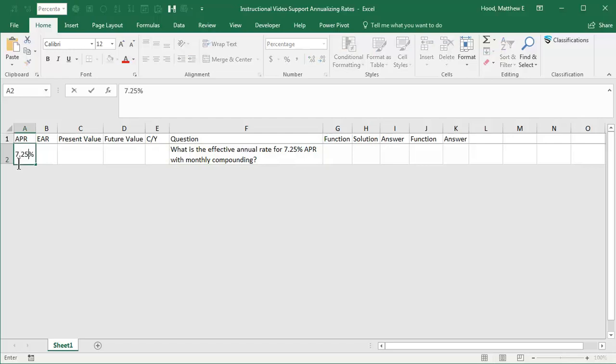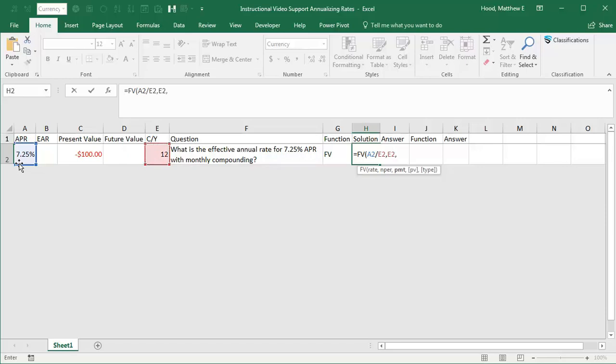I have 7.25% for an interest rate. I have 12 compounds per year because it's monthly compounding. I'm going to start with $100 just to make things easy, and then use the future value function to find out how much this would grow in the course of a year. That's the interest rate per period, APR divided by the compounds per year, multiplied by the number of compounds per year, because there's exactly 1 year.